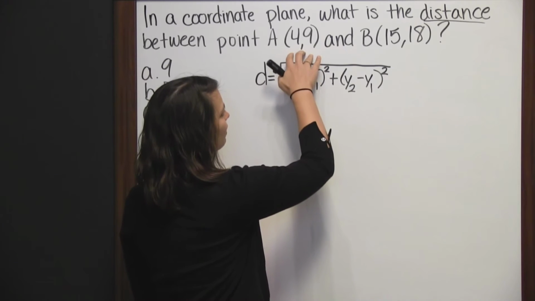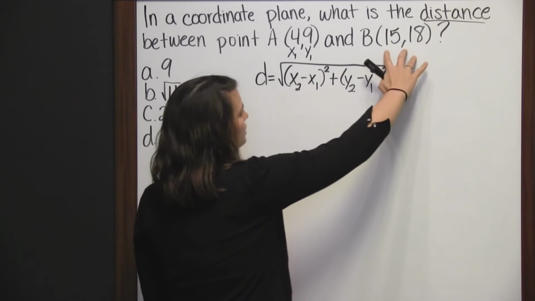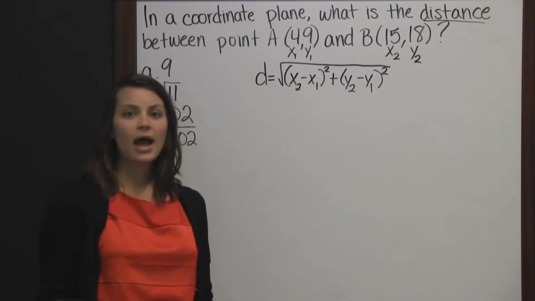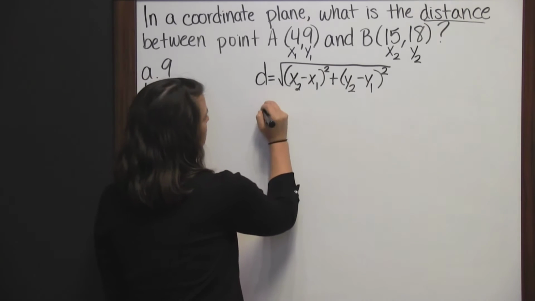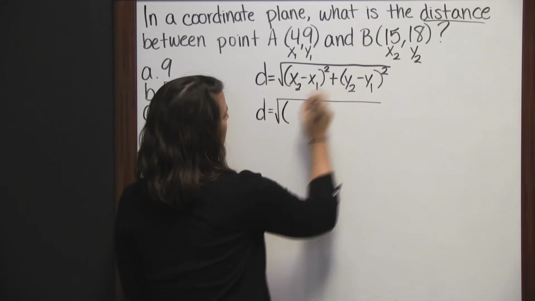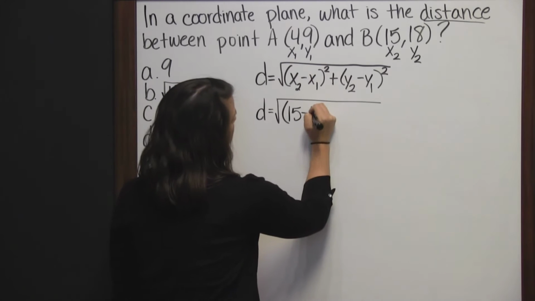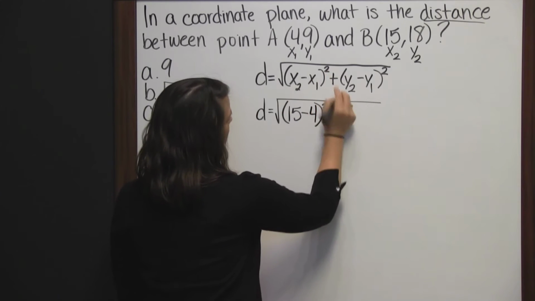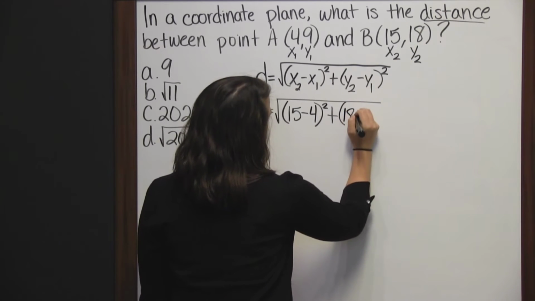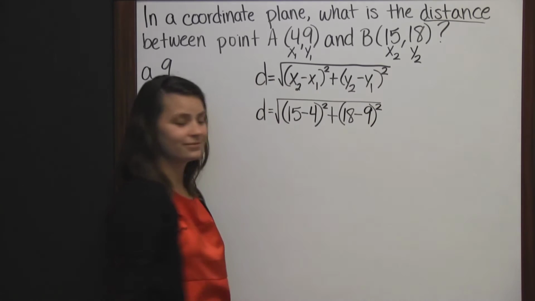For instance, this is my first ordered pair. So this will be my x1, y1. This is my second ordered pair. So this is my x2, y2. Now all we need to do is substitute. So distance equals the square root of x2 is 15 minus x1 is 4 squared plus y2 is 18 minus y1 is 9 squared.